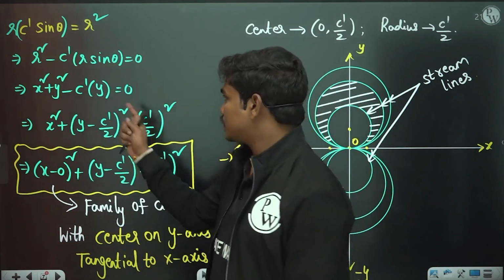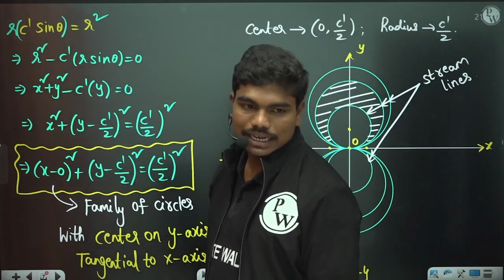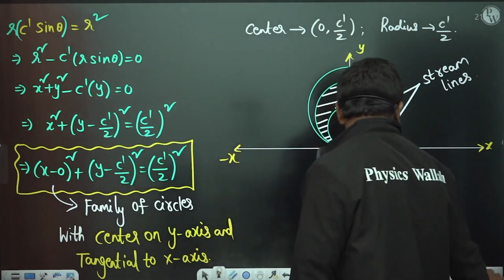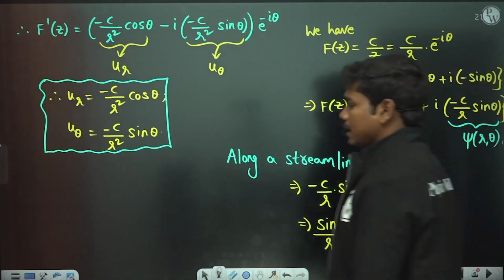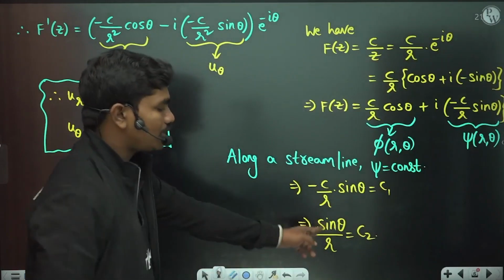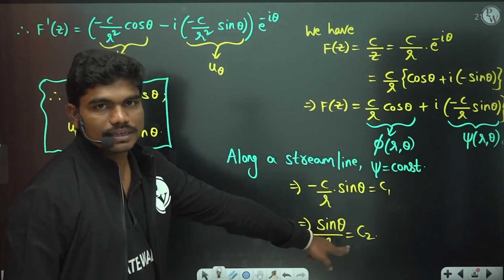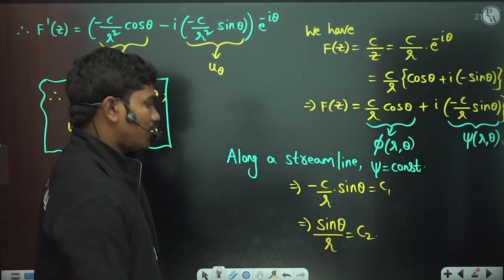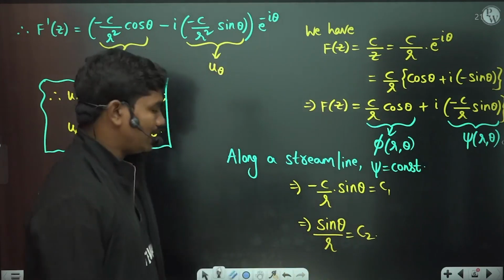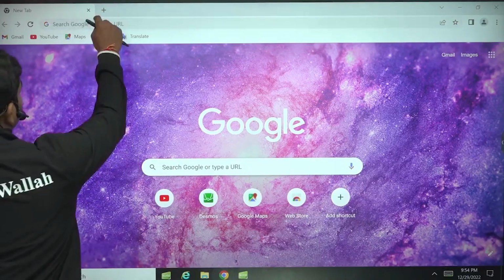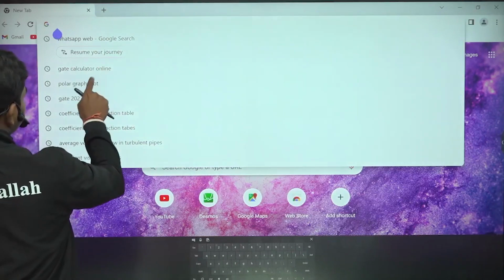The polar equation is this: sin theta by r is equal to c2. As you might know, r is equal to 1 by sin theta, or rather r is equal to some constant into sin theta, will give you a circle. Let me show you that on the graph calculator, polar graph plot.